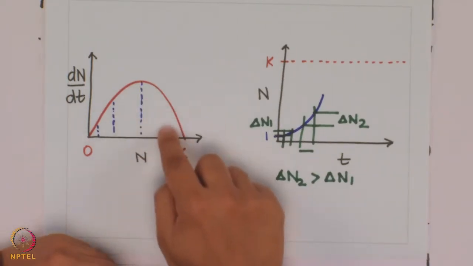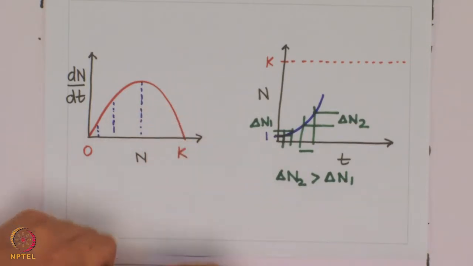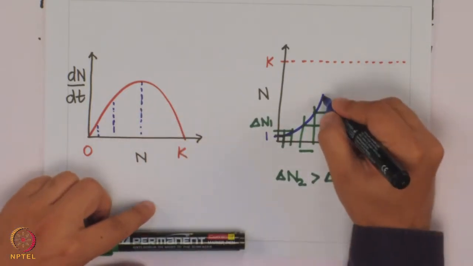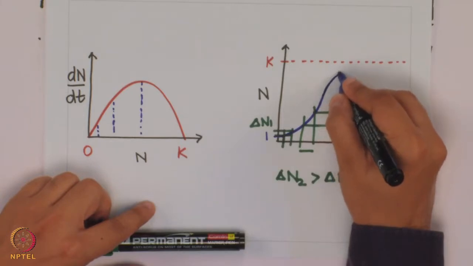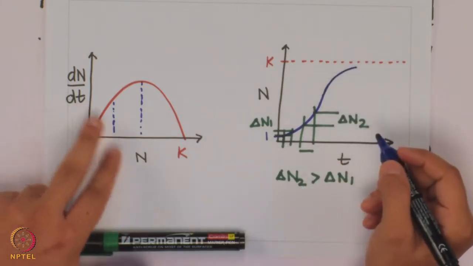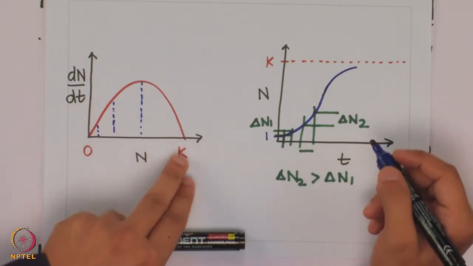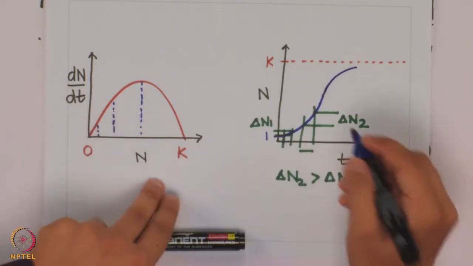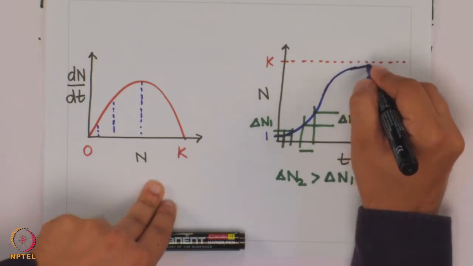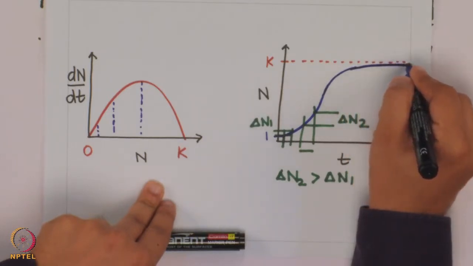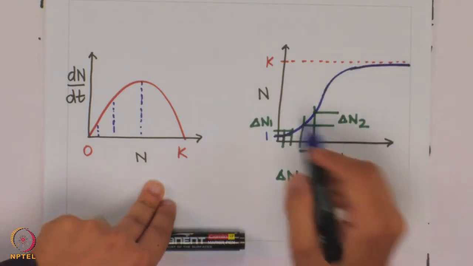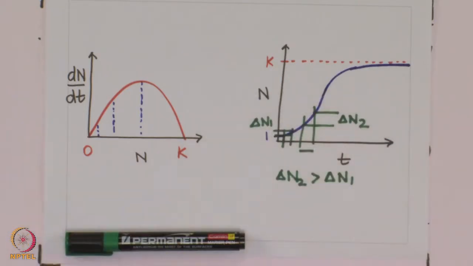But then you cross this threshold and the growth begins to slow down, and that can be represented by this graph slowing down, and eventually dn by dt approaches 0. dn by dt approaches 0 implies that n is no longer changing with time, which is, this population approaches k and it does not change. With increasing time, n no longer changes.